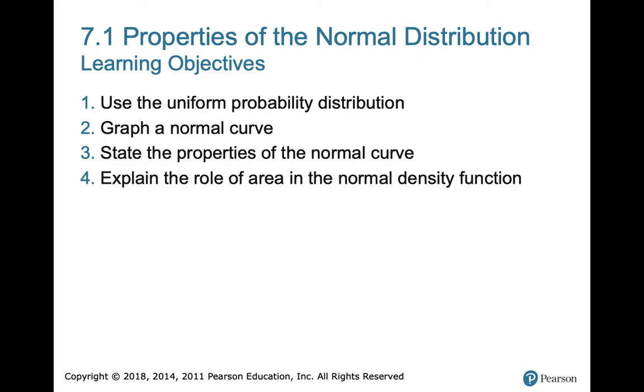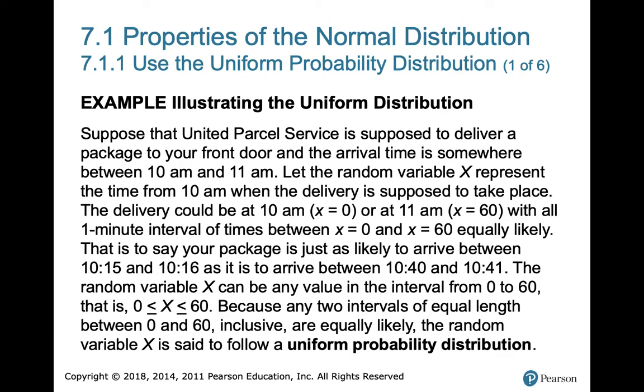What are those properties, and how can we calculate area from within that? So, in the idea of a uniform distribution, suppose that UPS is going to deliver a package to your front door, and you know that it's going to be sometime between 10 and 11, but you don't know when in there. We're going to let our random variable, which we learned about in our last chapters, x, represent the time from 10 a.m. when the delivery will take place.